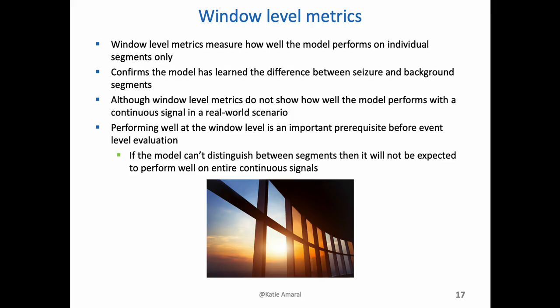Window level metrics measure how well the model performs on the individual segments only in this case. Window level metrics are the statistics captured by the training and validation process in the output of the model, in this case with the restore best weights early stopping callback enabled. Good metrics at the window level show that the model has learned how to tell the difference between seizure and background segments. Performing well at this stage is an important starting point, but this approach will not show how well the model will be able to detect seizures within a continuous EEG signal in a real-world scenario.